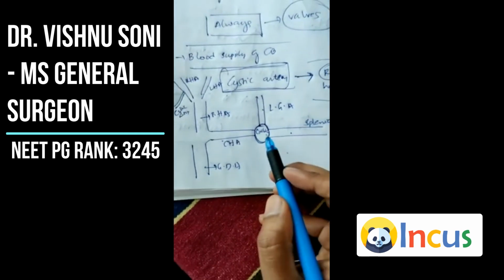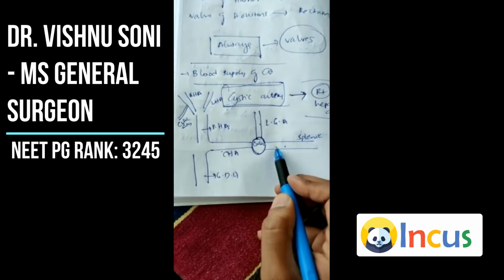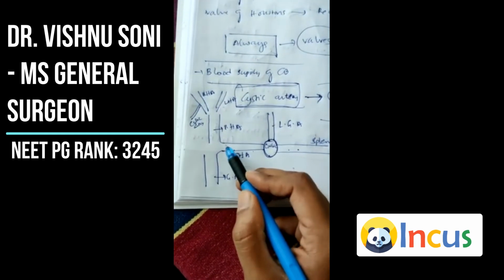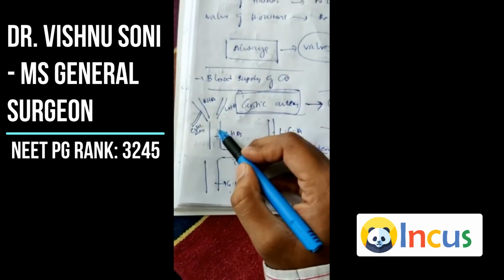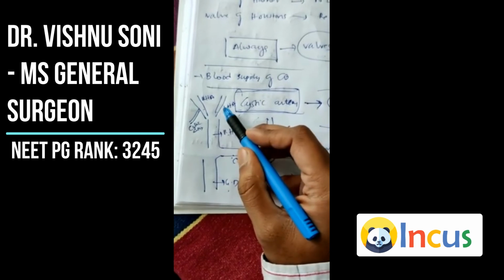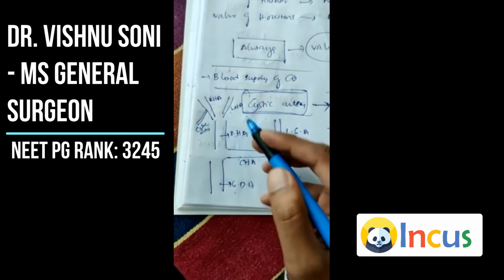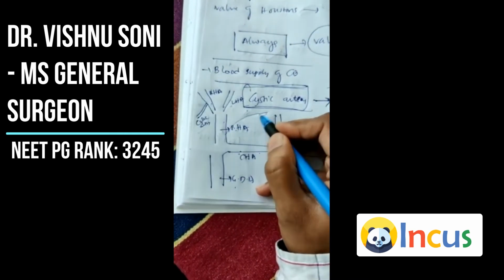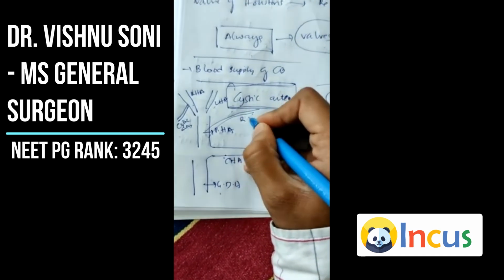The celiac trunk is divided into three branches: splenic artery, common hepatic artery, left gastric artery. The common hepatic artery is again divided into proper hepatic artery and gastroduodenal artery. The proper hepatic artery is divided into right hepatic artery and left hepatic artery. Then the right hepatic artery gives the cystic artery. This is the left gastric artery. The right gastric artery is a branch of the proper hepatic artery.